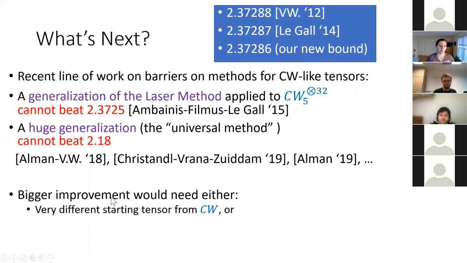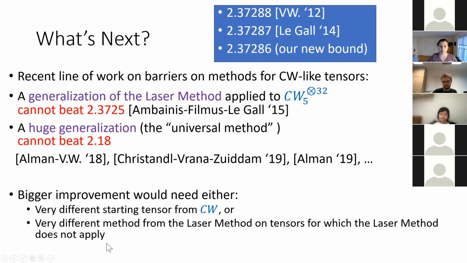Okay, so in order to get a bigger improvement than this, maybe you should try some very different sort of tensor, very different from Coppersmith-Winograd. There's the line of work with tensors coming from group algebras. Unfortunately, they also suffer from limitations like this. So maybe you need something completely different. We've tried a lot of tensors, and Coppersmith-Winograd seems to do the best, at least with the methods that we have so far.